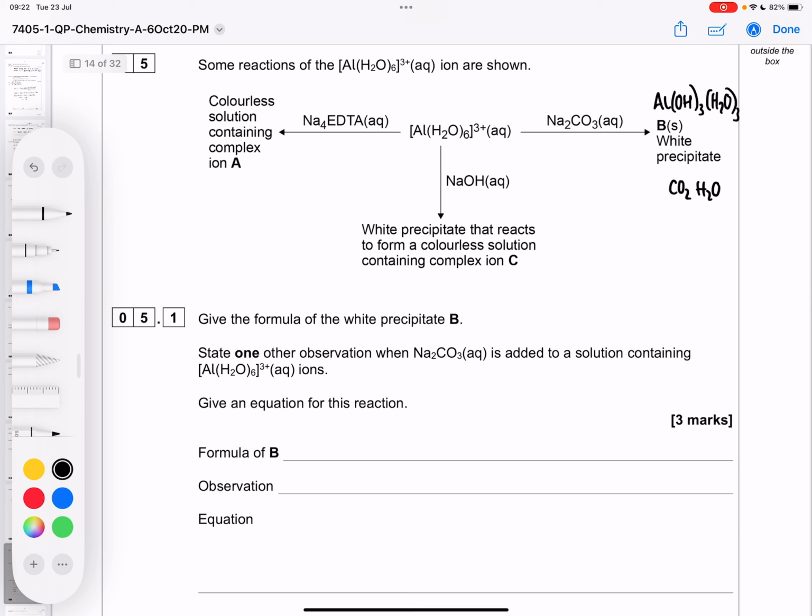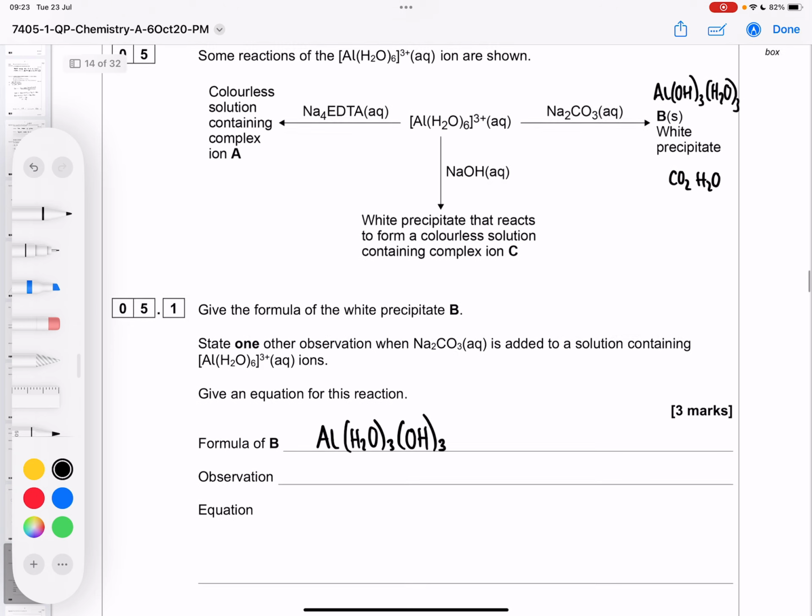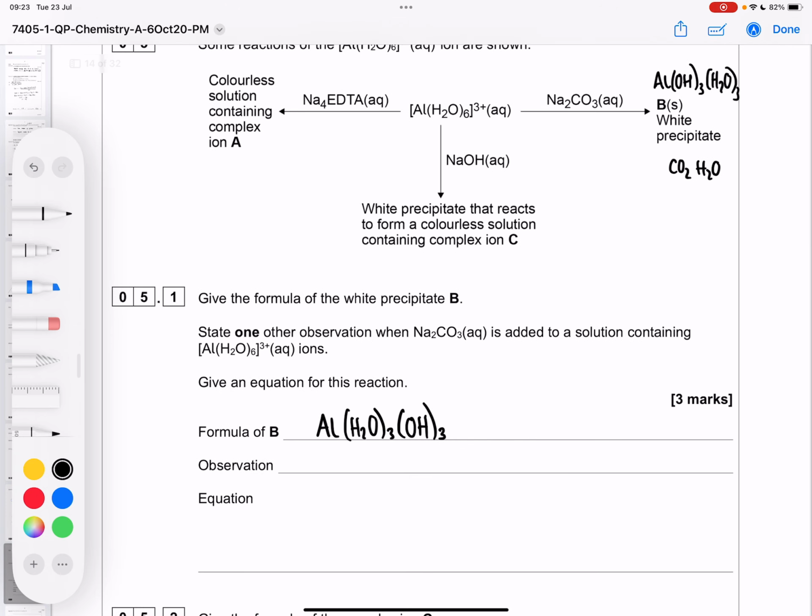So the formula of the white precipitate would be that we have 3 waters still present, but 3 of the waters have been deprotonated, donated their protons to the carbonate ions, and we've got this aluminium hydroxide. And it says, state one other observation. Well, because the CO2 is being evolved, we would see effervescence or fizzing.